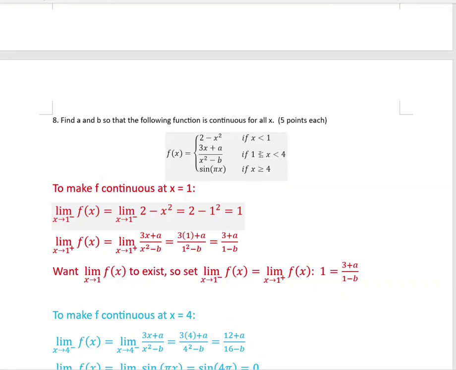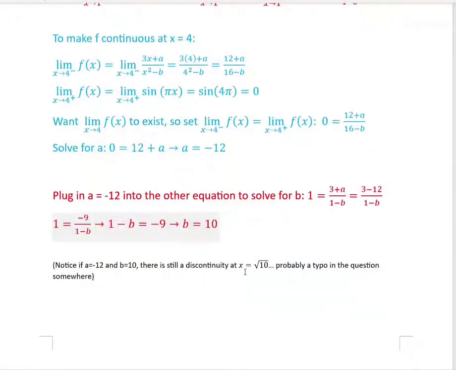So square root of 10 will be between 3 and 4, which would be this branch, as I was saying. So when x is square root of 10, then we'll be dividing by 0. Then that's a discontinuity there. So there's a subtle problem with this question. So there's probably a typo somewhere in the question, unless the teacher wanted you to solve it in a completely different way. Then I didn't do that here.